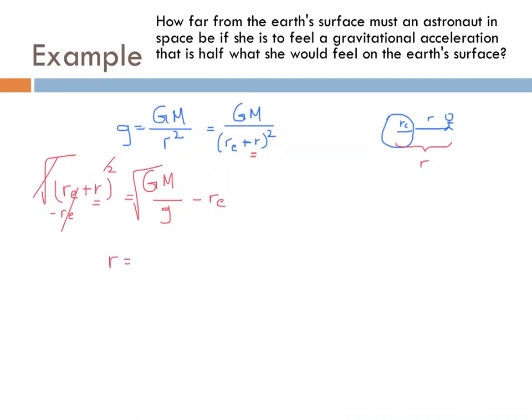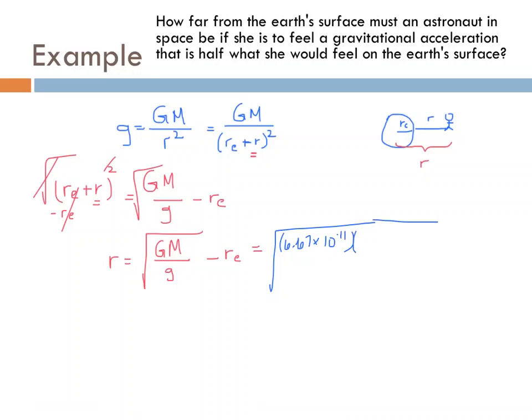So the distance that she needs to be away from the Earth's surface is the square root of G times capital M over little g, minus r_e. If you plug in all of your numbers, again for capital G, we have 6.67 times 10 to the negative 11. For capital M, again, that's the mass of the Earth.